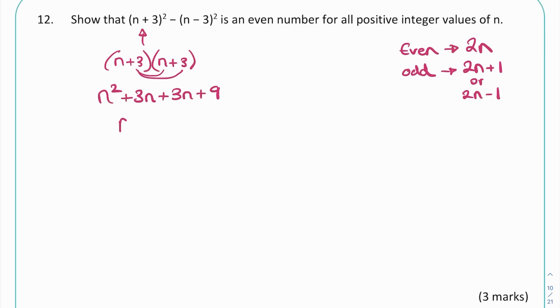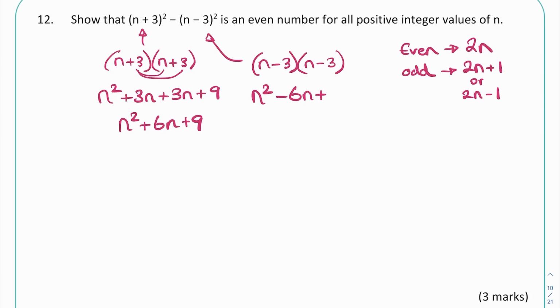That would simplify to n squared plus 6n plus 9. The second one, pretty much the same, but we have a minus. So it's n minus 3 and another n minus 3. When we expand that, we get pretty much the same expression, but it's n squared minus 6n, and again plus 9, as it's negative 3 times negative 3.